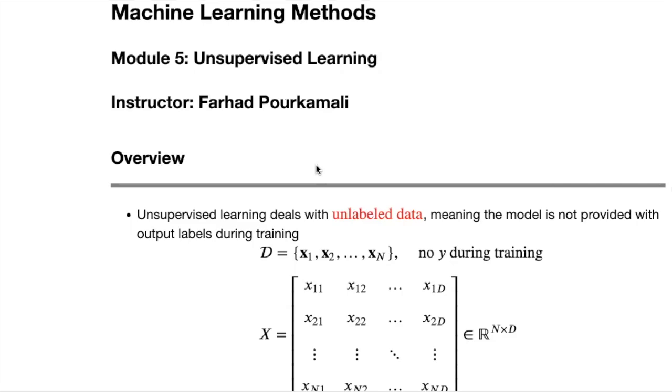Hello everyone. In this module, we focus on unsupervised learning. Let's begin by recalling supervised learning, one of the most common approaches in machine learning. In supervised learning, we have a data set consisting of input features and corresponding labels or outputs. And the goal in supervised learning is to learn a function that maps inputs to outputs so that when we see new data, we can make accurate predictions.